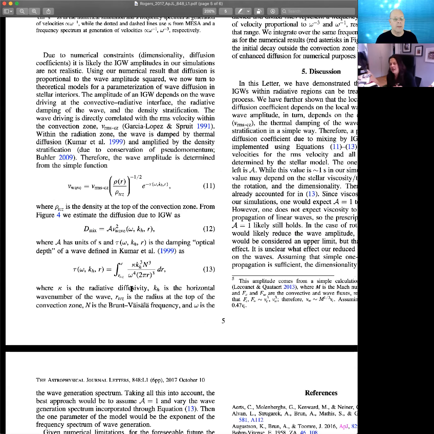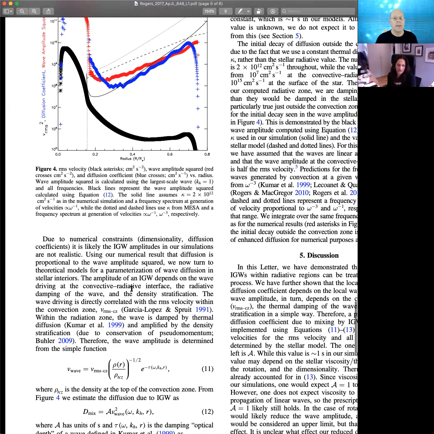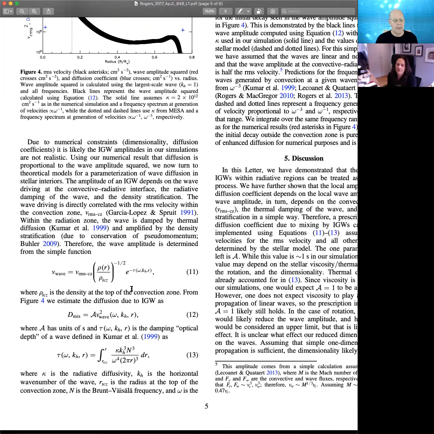So we said, if you assume some kind of spectrum of waves, and then you had your density stratification, which you have, of course, from your 1D model. You also have your Weissler frequency and all those kinds of things from your 1D model. You could calculate the diffusion coefficient.